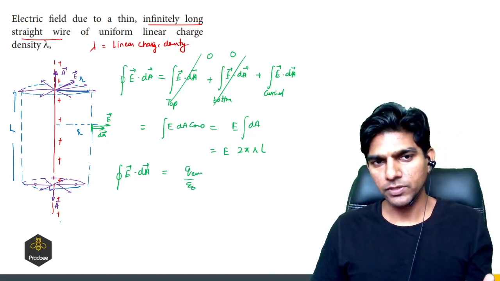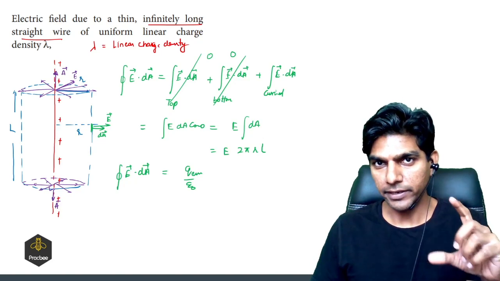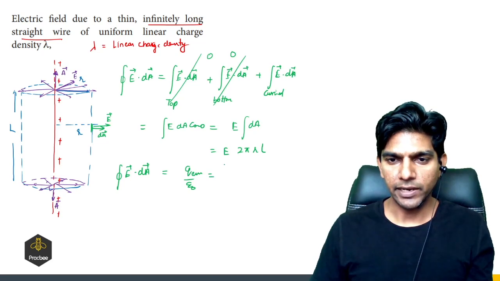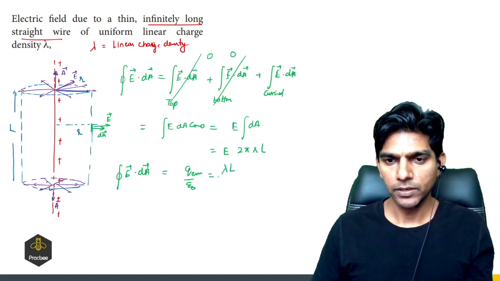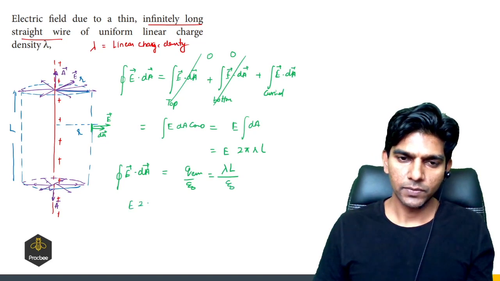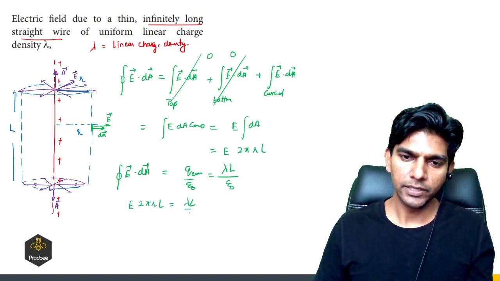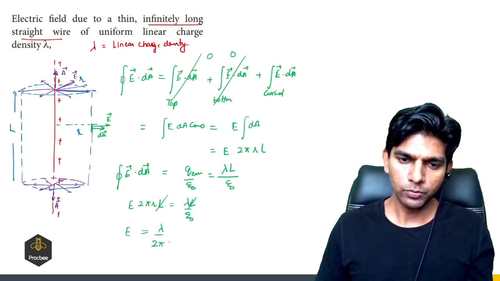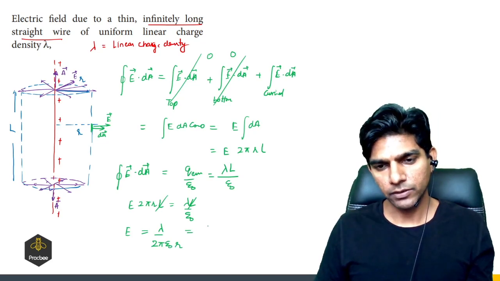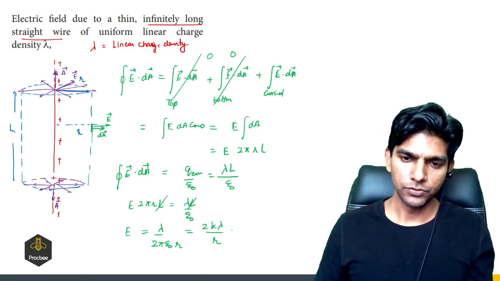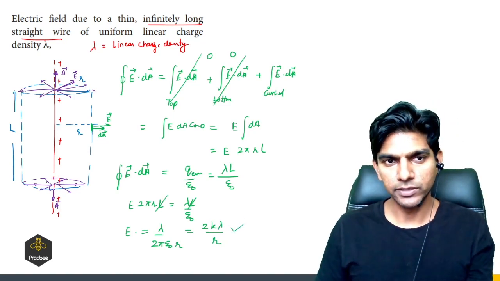So how much length of the infinite line charge is contained in this cylinder? It will be the length L, right? So what is that charge? It will be lambda times the length of the line charge, divided by epsilon naught. And the left hand side is E times 2 pi r L. So this will be lambda L by epsilon naught. So L will get cancelled out. So the electric field will be lambda upon 2 pi epsilon naught r. And this can also be written as 2 K lambda by r. So you should remember this. This derivation can be asked in board exams.